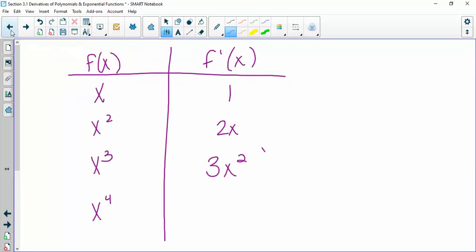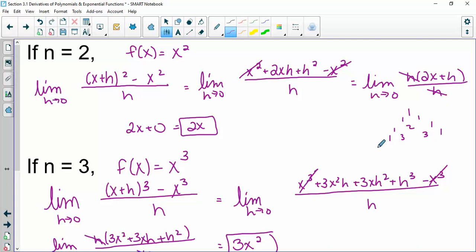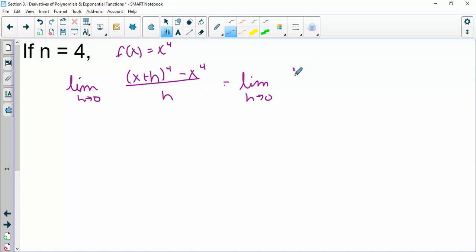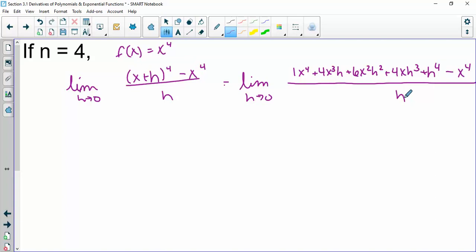Okay, if you wanted to do the shortcut for x plus h to the 4th, it'd be 1, 4, 6, 4, 1. So it's 1x to the 4th, a 4x cubed h, 6x squared h squared, a 4xh cubed, and a 1h to the 4th. Do you guys understand how I got that? And you could, of course, multiply it all out. So now what happens?